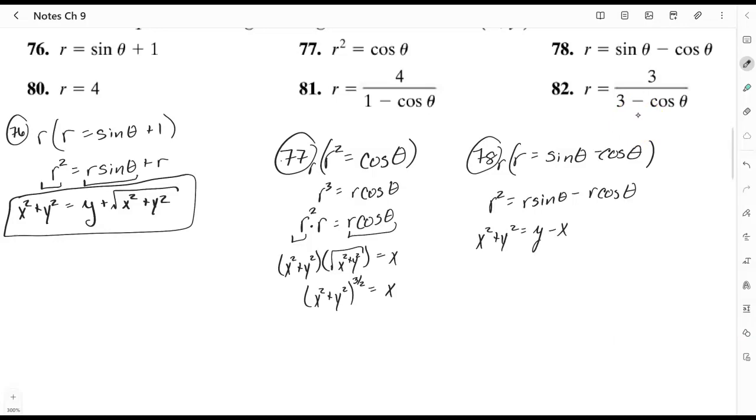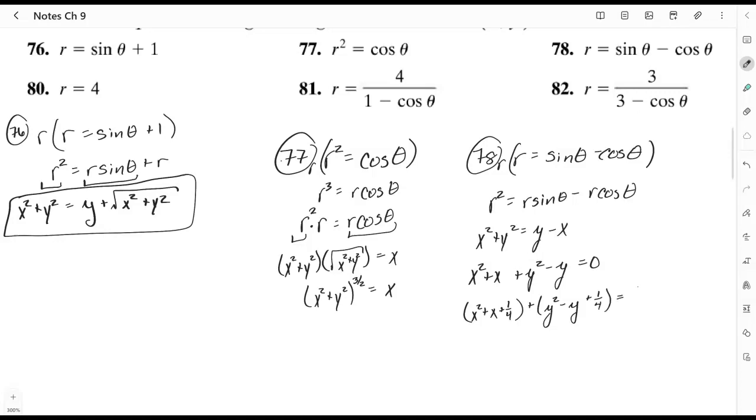So let's see if we can complete the square. X squared plus x plus y squared minus y is equal to 0. So to complete the square, we're going to take half the middle and square it. Half of 1 is 1/2. 1/2 squared is 1/4. Half of -1 is -1/2. -1/2 squared is positive 1/4.